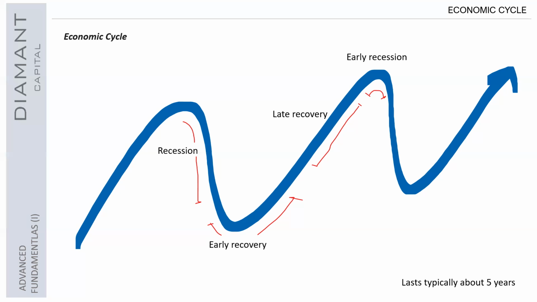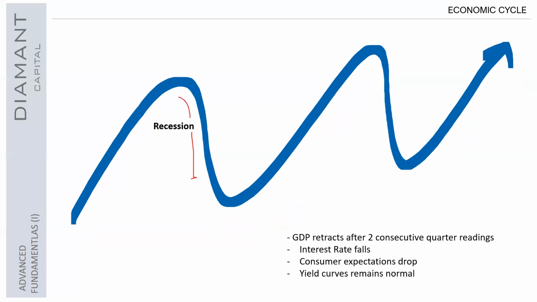An economic cycle usually lasts around 5 years. More recently, they've lasted as long as 10 years, but typically last around 5 years. So the first stage that we're going to be looking at is the recession.